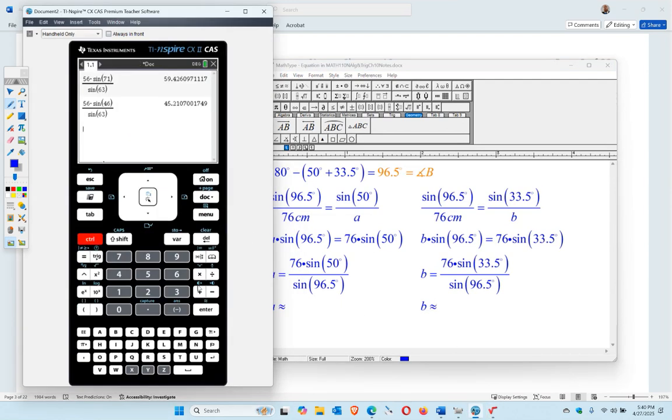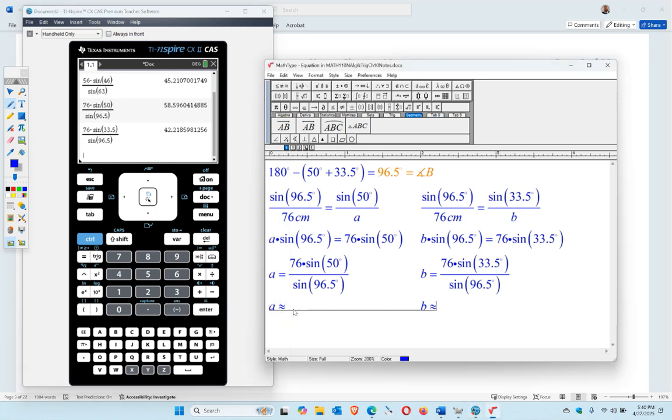So we can do a ratio. Oops, that is not ratio. Try again. Ratio 76. Otherwise, you just do division and make sure you use plenty of parentheses, so it divides the whole thing correctly. The big thing is make sure it's in degree mode, not radians, because these are 50 degrees, not 50 radians. So approximate. Then I'm going to copy this again and change that to 33.5. Alright, so we have 58.596, and we'll say for 42.218.